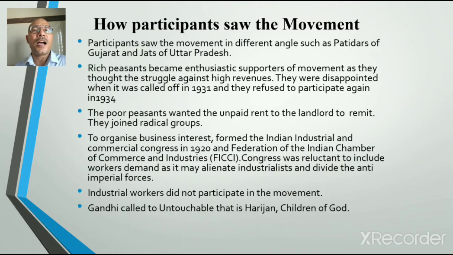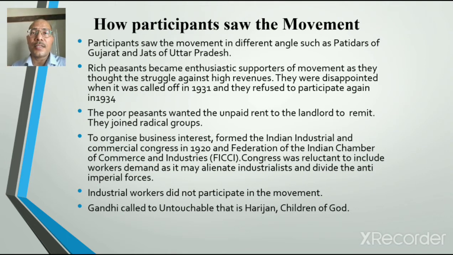The next point is how participants saw this movement. Participants saw the movement from different angles, depending on who they were. Like the Patidars of Gujarat, they saw it one way, and the Jats of Uttar Pradesh, they saw it another way. The rich peasants saw it another way. The poor peasants saw it in another way. The organized business people, the Federation of Indian Chambers of Commerce and Industry, saw it in another way, and industrial workers saw it in another way.